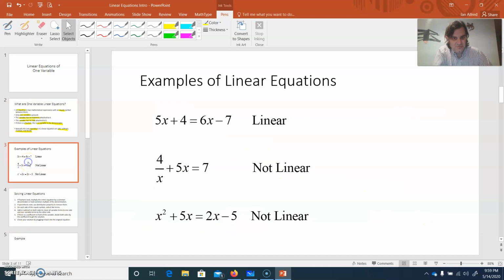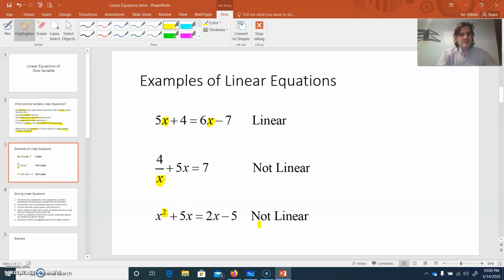A couple of examples here. 5x plus 4 equals 6x minus 7 is linear. One variable, x, no exponent, no root, no denominators, all good. The second one, 4 over x plus 5x equals 7. That's not linear because you're dividing by x. It's in the denominator. And the last one, x squared plus 5x equals 2x minus 5. The problem here is the x has an exponent of 2, so the x squared keeps it from being linear.